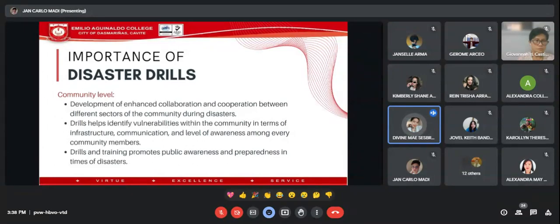The next is yung drills helps identify vulnerabilities within the community in terms of infrastructure, communication, and level of awareness among every community member. So dito, yung mga community level disaster drills kasi, they can provide an opportunity to identify vulnerabilities within the community infrastructure. So isa dyan yung pagkakaroon ng communication system, and yung pagkakaroon ng overall level na awareness ng bawat residents.